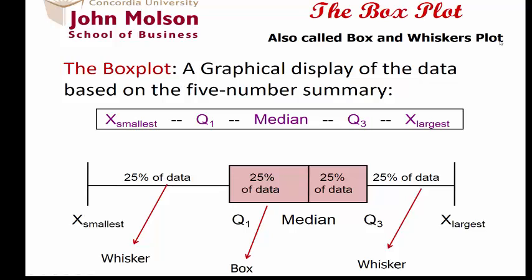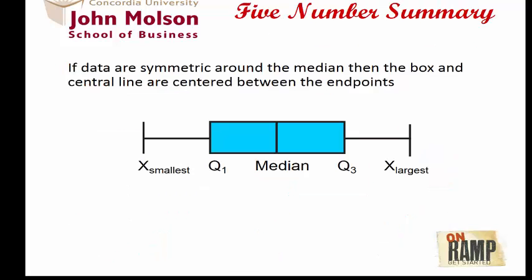Remember, the box in the middle is defined by Q1 and Q3. Within the box, there is a division, which is the median. On each side of the box, we have the whiskers, and the whiskers will stretch to the smallest and to the largest value. So again, this 5-number summary is represented by the box plot.